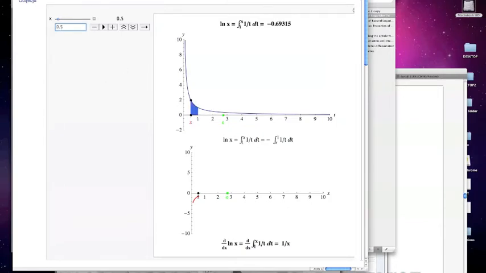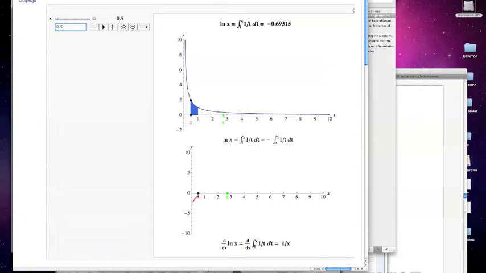I get the integral from 1 to 0.5, say in this case, for x equals 0.5, of 1 over t dt, which is a negative number. The reason for that is that the area, this blue area here, is in fact the definite integral from 0.5 to 1 of 1 over t dt. And the natural log of 0.5 is the integral from 1 to 0.5 of 1 over t dt, which is minus the integral from 0.5 to 1 of 1 over t dt. In other words, it's minus the area.